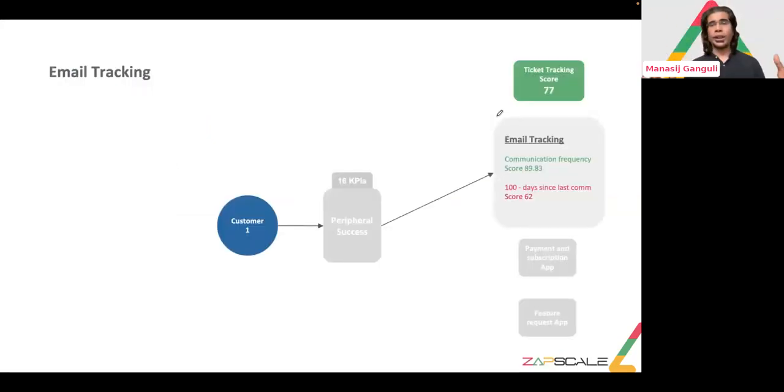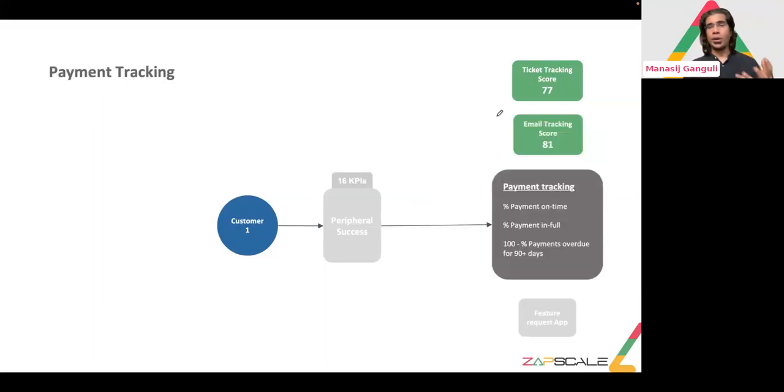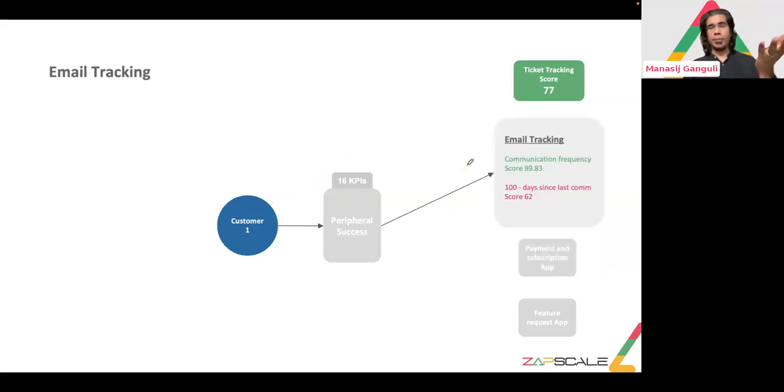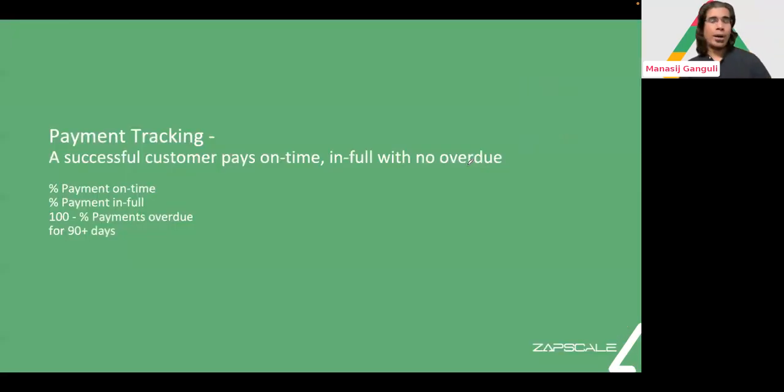Right. So this is how the whole structure of the email and communication tracking looks like. That gives us the email and communication tracking for a customer by averaging out the scores of each of these KPIs. Then we go to payment tracking.